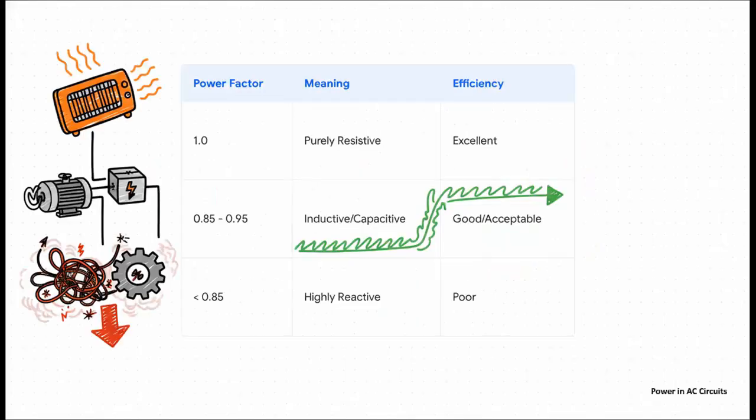So what do these numbers look like in the real world? Well, a perfect 1.0 is pretty rare unless you have a super simple load, like an electric heater. Most big industrial places are aiming for something between 0.85 and 0.95. That's considered good, or at least acceptable. But once you start dropping below 0.85, the system gets highly reactive and just really inefficient.